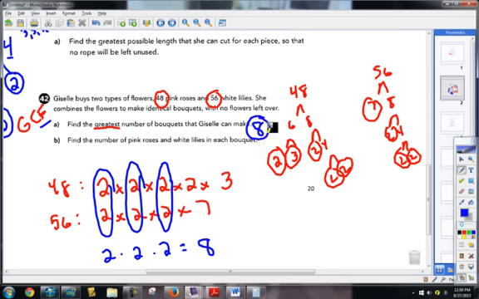She can make 8 bouquets. Okay, now, part B. This is what I was talking about, applying it. Okay, this is probably the hardest part of this whole learning target.